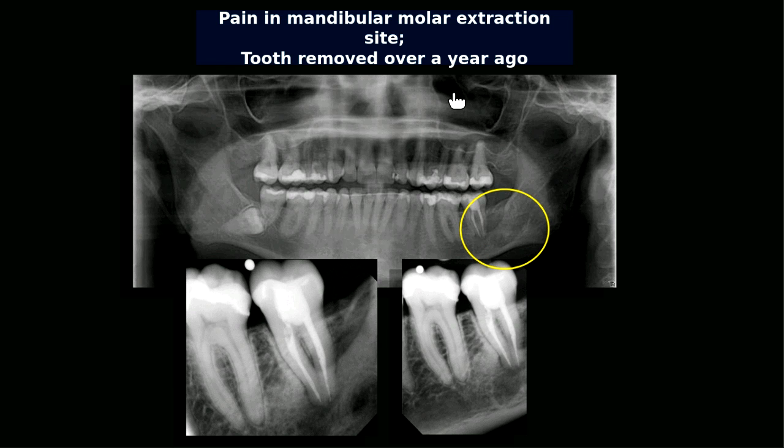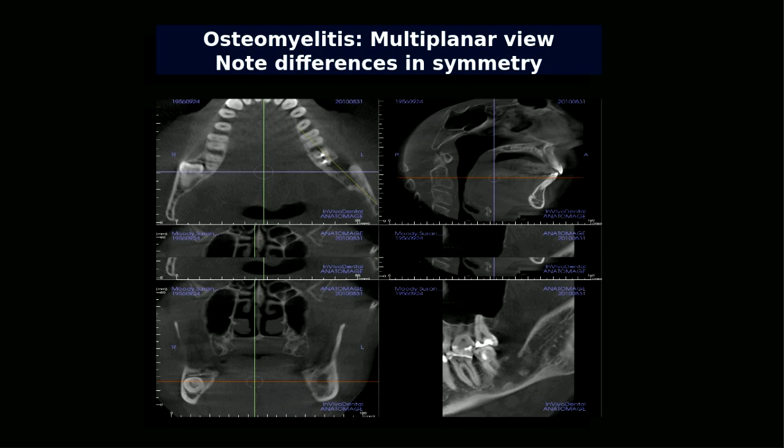If you want to see an extraction site, where a previous extraction was done, you can see it on your pan, and also on your CBCT. But I would suggest you look at CBCT more.